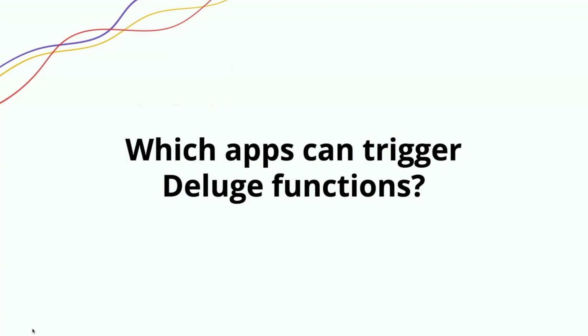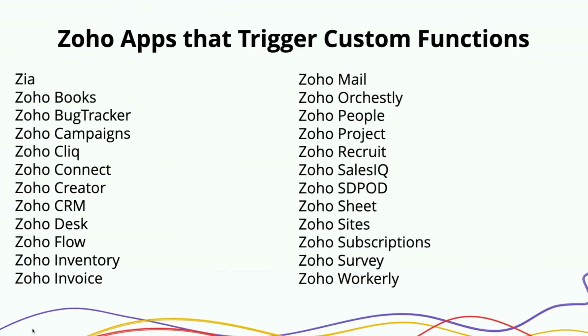All right, so which applications can trigger Deluge functions? If you've just been living in Creator world for a while, you may not have realized that we actually have Deluge in a whole bunch of other Zoho applications. Pretty much every Zoho application. I don't know which ones don't have it. That might be a better question. But any place where you would want to have it, we either have added it or it will be added soon.